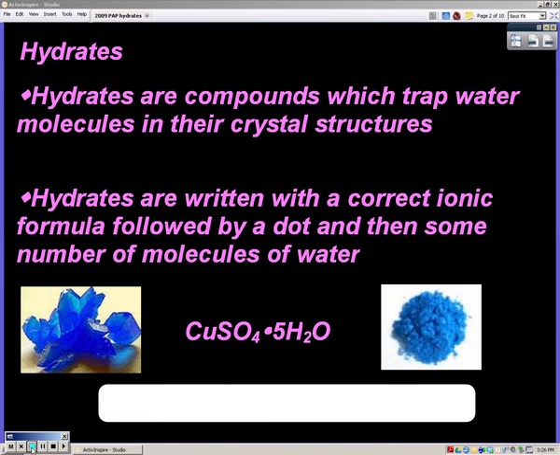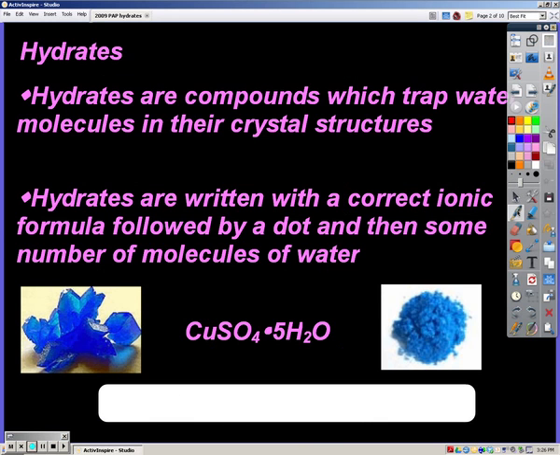Hydrates are compounds which trap water molecules in their crystalline structures. Hydrates are going to be written with the correct ionic formula followed by a dot, that's not a multiplication symbol, and then some number of water molecules. So right here we have CuSO4, which is copper 2 sulfate, and then we have 5 water molecules attached to every one copper 2 sulfate. That's the formula for our hydrate.